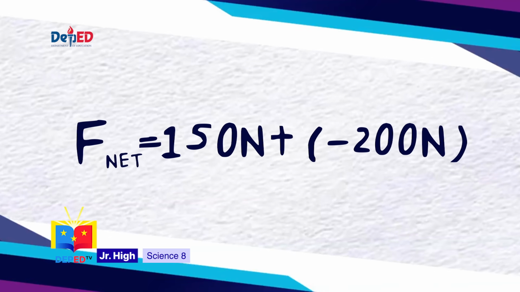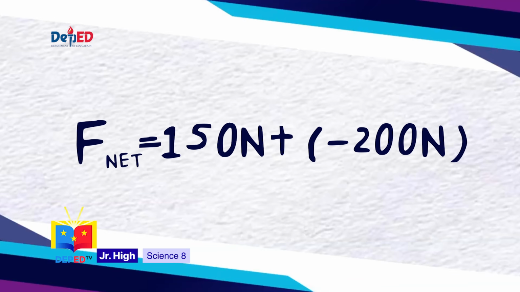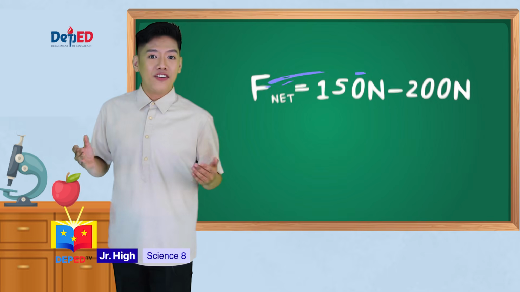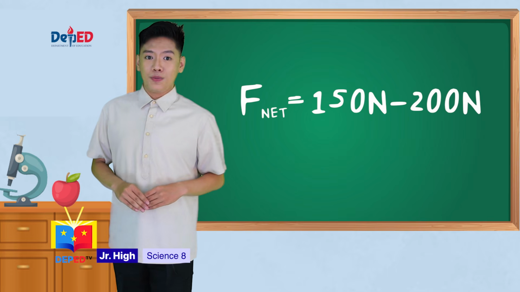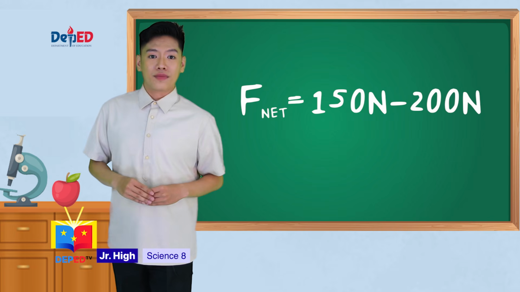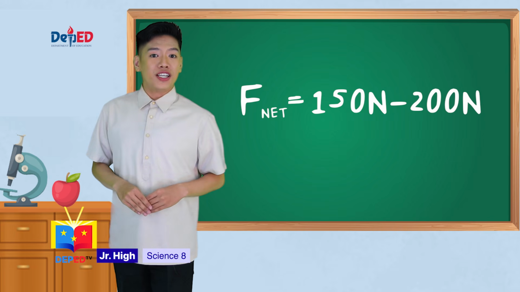If we add them together, what do we get? That's right! We have negative 50 newtons, which means that the force exerted to the left is stronger. We have here forces which are unbalanced, since the net force is not equal to 0.